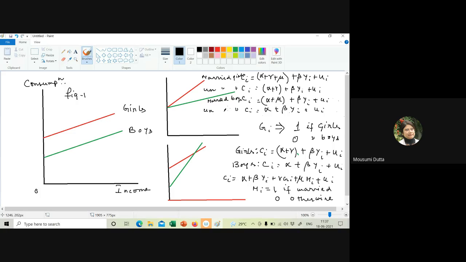This kind of dummy variable is called the additive dummy or intercept dummy. Using intercept dummies, we can consider a set of parallel lines, and looking at the size of the intercept, we can compare the groups.